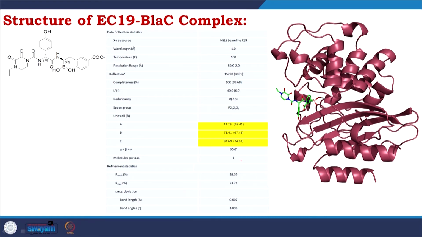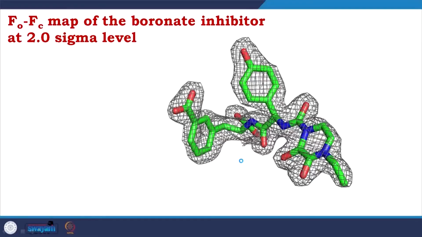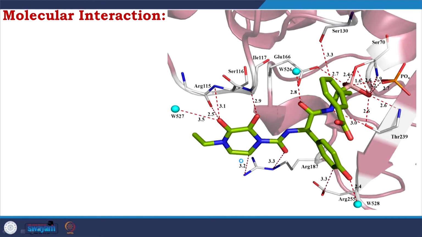43.29 changed to 49.41, 71.41 is 67.43 and 84.69 is 74.63. So, this clearly indicates that there are large movements in the crystal. This is the Fo-Fc map of the boronate inhibitor at 2 sigma level, which clearly says the good quality of the structure we have solved.